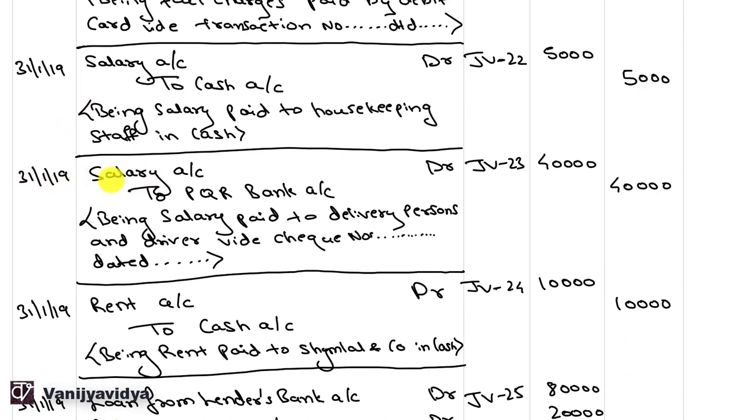31st Jan 2019 salary account debit 40,000 to PQR bank account 40,000 JV23. So one impact will be on the debit side of salary account and the other impact will be on the credit side of PQR bank account. Let's post this journal entry.